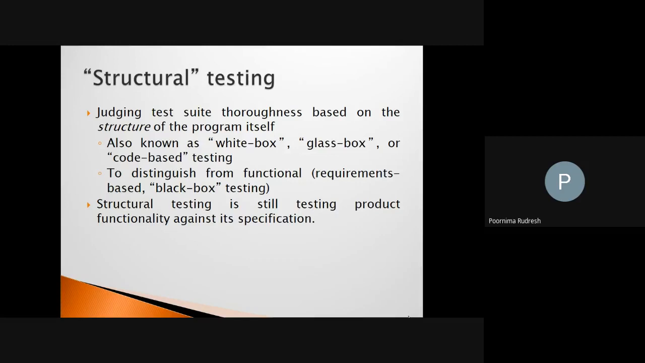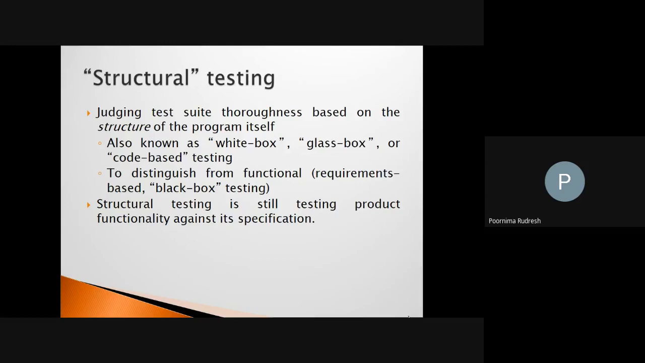In the test or exam, instead of asking about structural testing, they may ask you to explain glass box testing or code based testing. Then you have to explain structural testing. Structural testing is used to distinguish from the functional based requirements such as black box testing. So to differentiate the testing method from black box testing based on functional requirements, we are using structural testing. And structural testing is still testing product functionality against its specification.